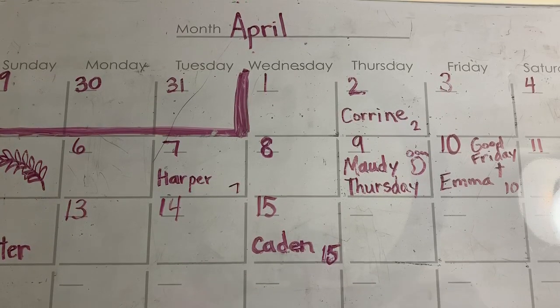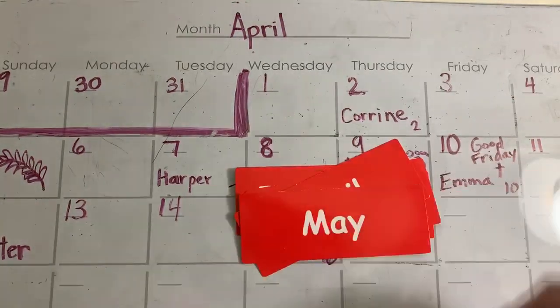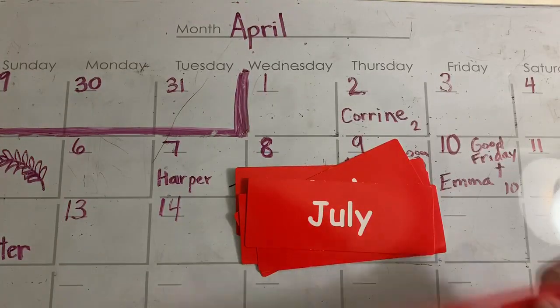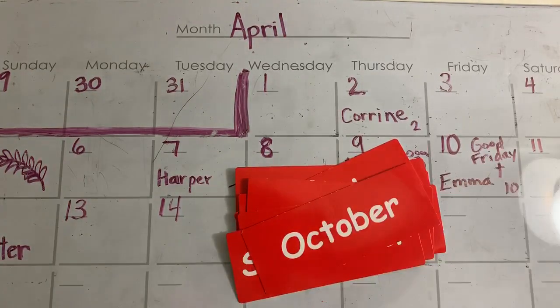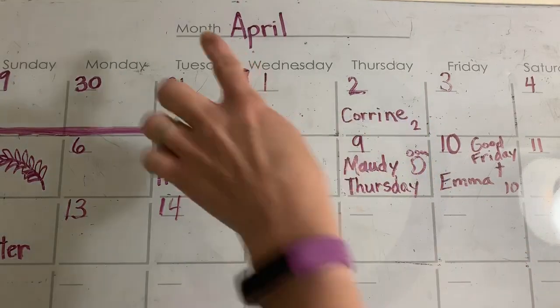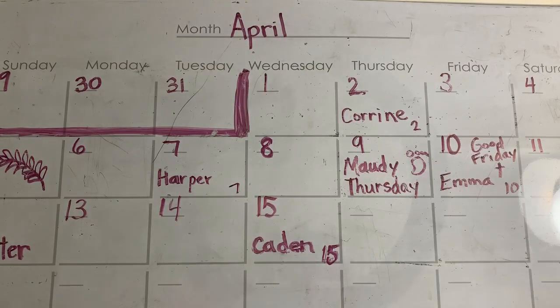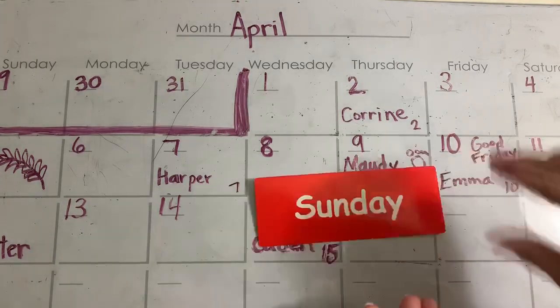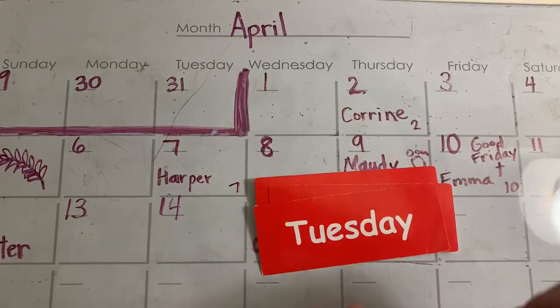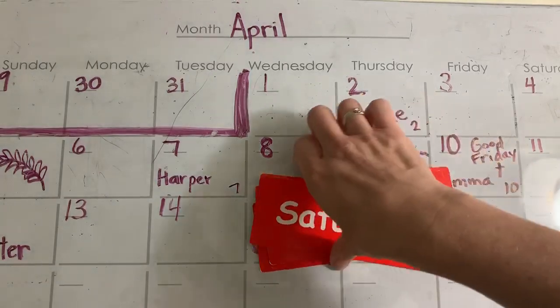Let's get started. January, February, March, April, May, June, July, August, September, October, November, December, 12 months in a year. What month are we in? April. And let's go through our days of the week. There are 7 days in a week. Sunday, Monday, Tuesday, Wednesday, Thursday, Friday, Saturday.